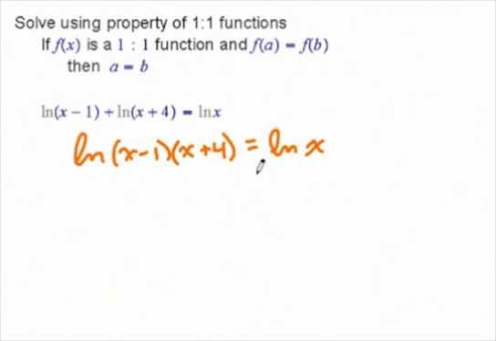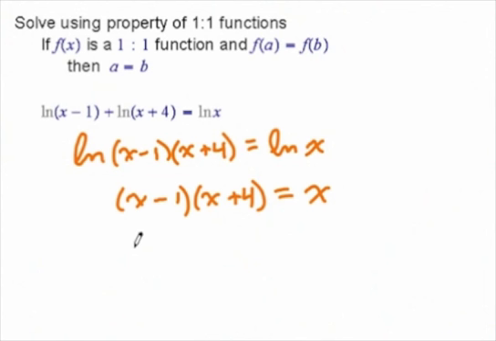And then since we have an ln on both sides, then what's on the inside must be equal. So we're going to get x minus 1 times x plus 4 is equal to x. Now we're not dividing the ln's away from both sides, they're not just magically disappearing, it's just this property saying if the functions are equal to each other, then their insides must also be equal. So we're just dropping the ln's in a way.